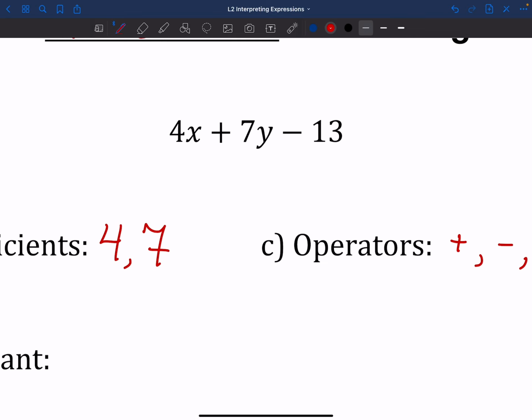When I've got something like 4x, what's really going on there is that it's 4 times x, and that 7y is 7 times y, right? So it's kind of like having a little hidden operator in there. That's what a coefficient is doing. It's telling you, all right, 4 times this x number, whatever the x happens to be.